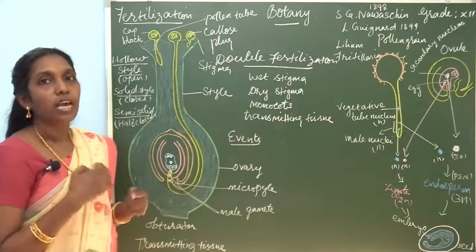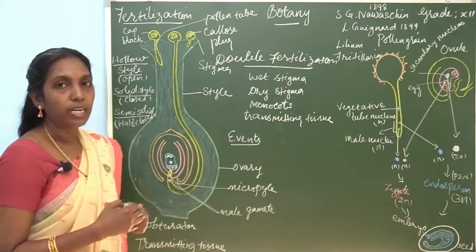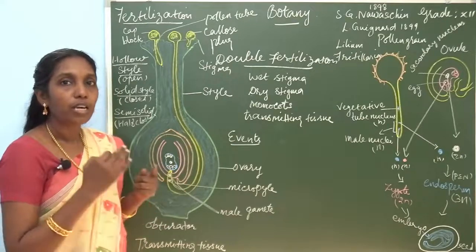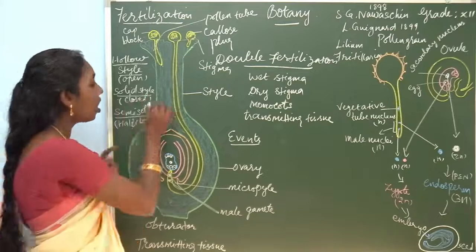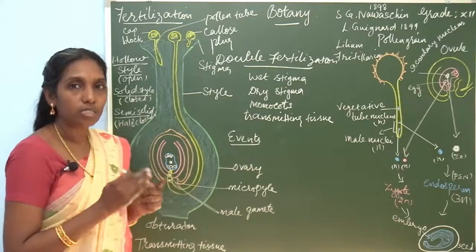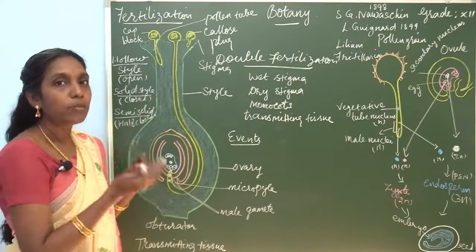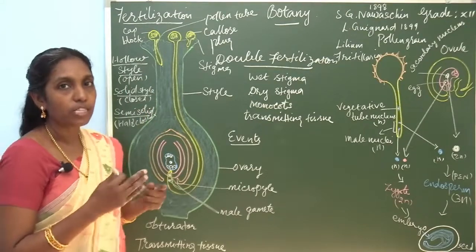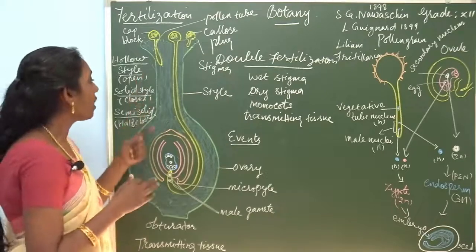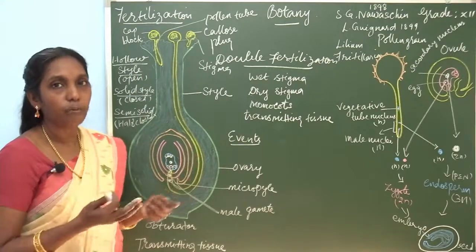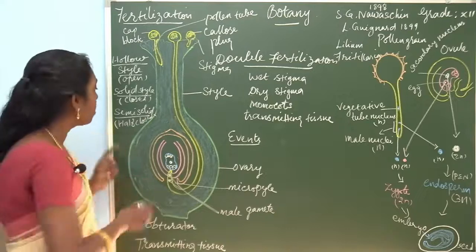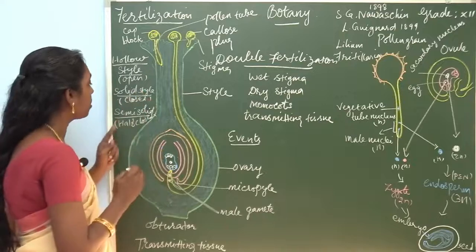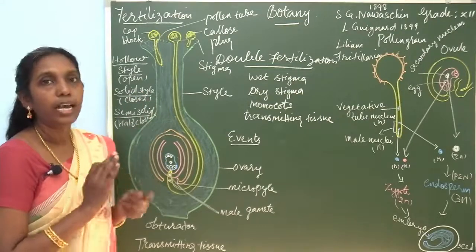Many authors have given their opinion regarding this transmitting tissue. Some say the transmitting tissue is present only in the solid style, but certain authors say it is present in the hollow style also. So, the presence of transmitting tissue in hollow as well as solid styles has different opinions among scientists. The intermediate between these two, hollow and solid, is called the semi-solid type of style.